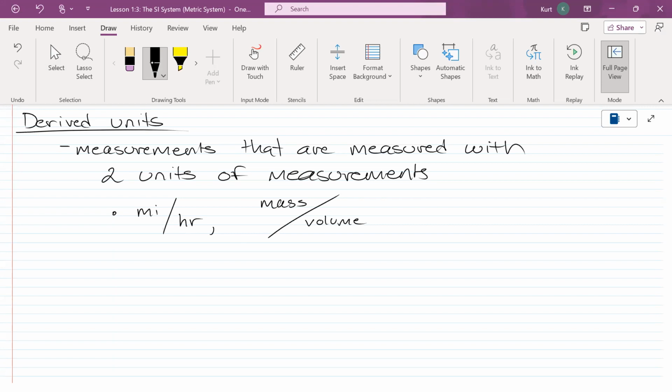And whatever unit of measurement for mass or volume you use can be different. But what is the base unit for mass in the metric system?